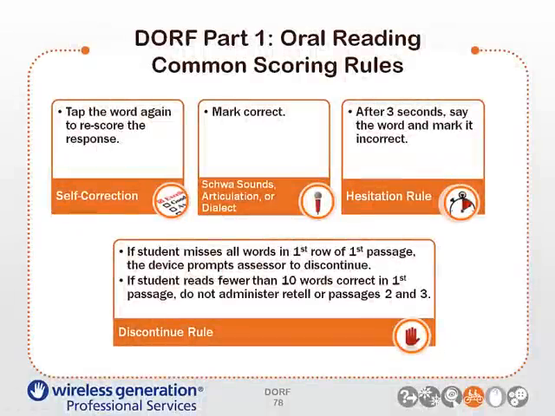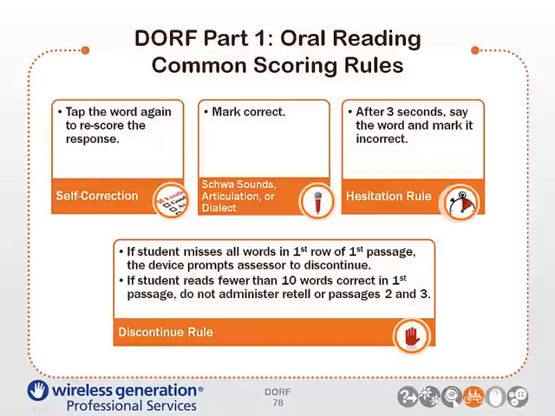Here are some of the common scoring rules for DORF. Mark incorrect words that are sounded out but are not read as whole words. If the student makes a mistake with the same word multiple times, each instance is marked incorrect. Do not mark additions or insertions. If a student self-corrects, you will tap the word once to mark it incorrect. You will tap it again, and the SC will show up, and it will turn the word green.